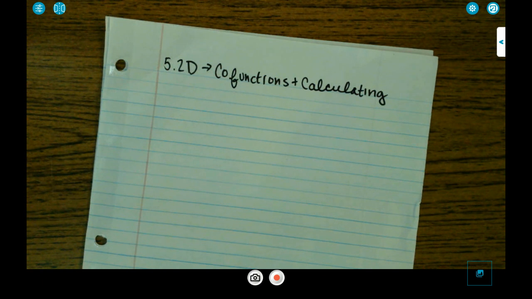Two positive angles are complements if their sum is 90 degrees or pi over 2.